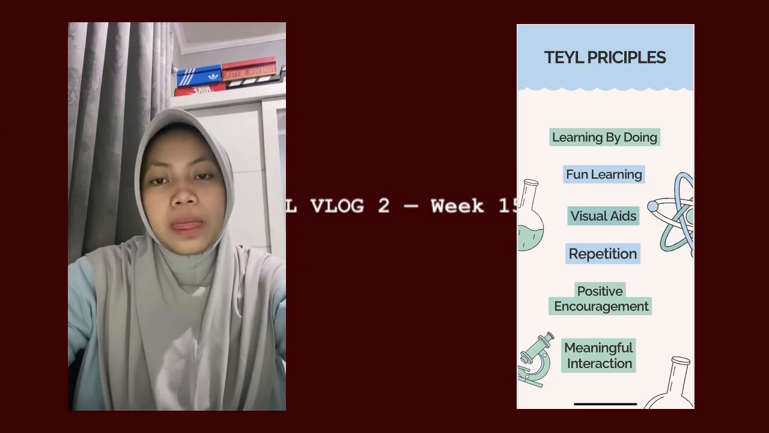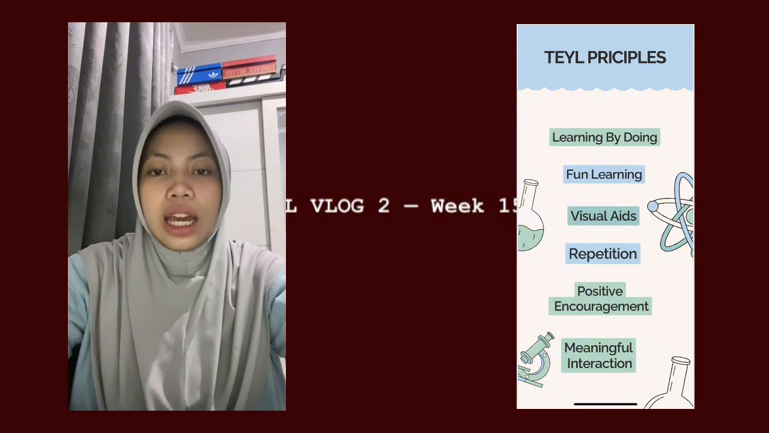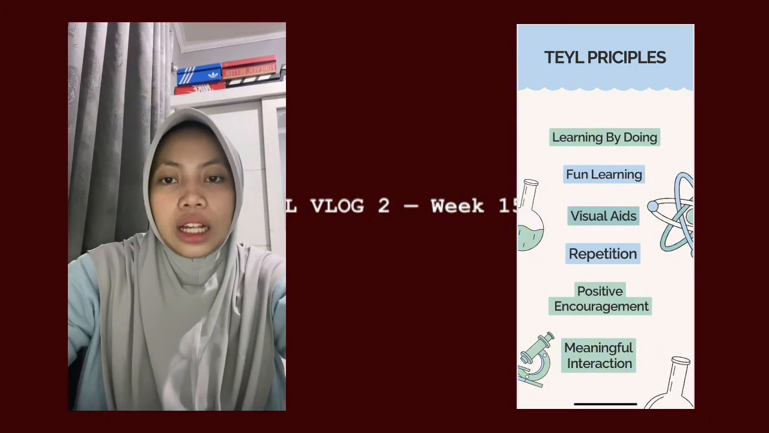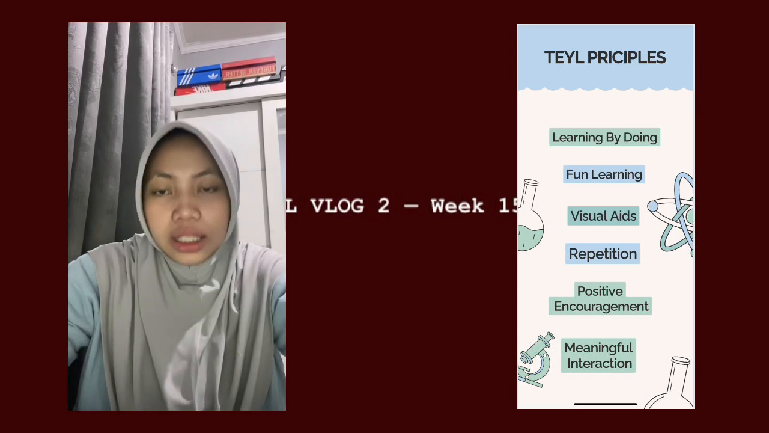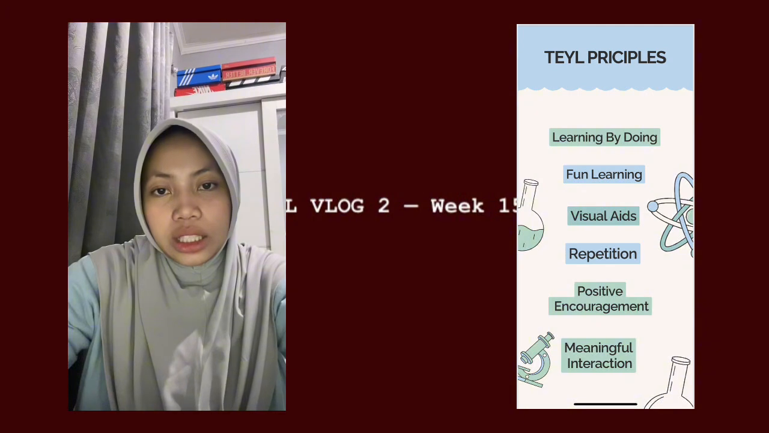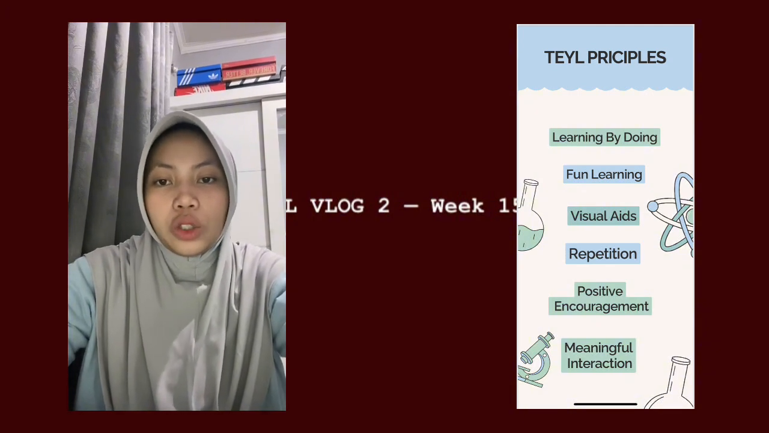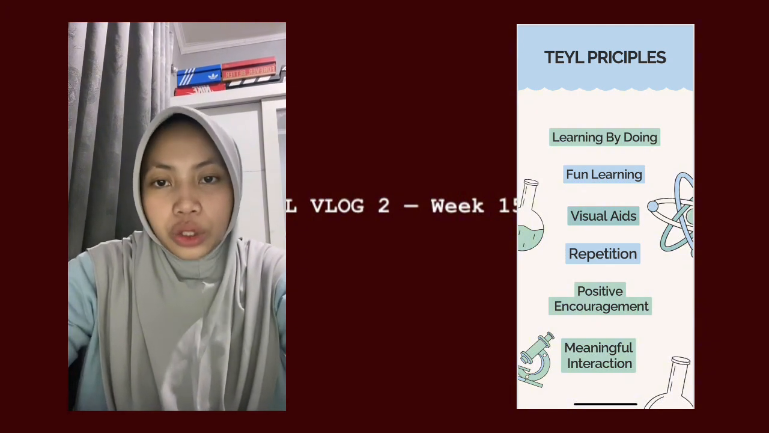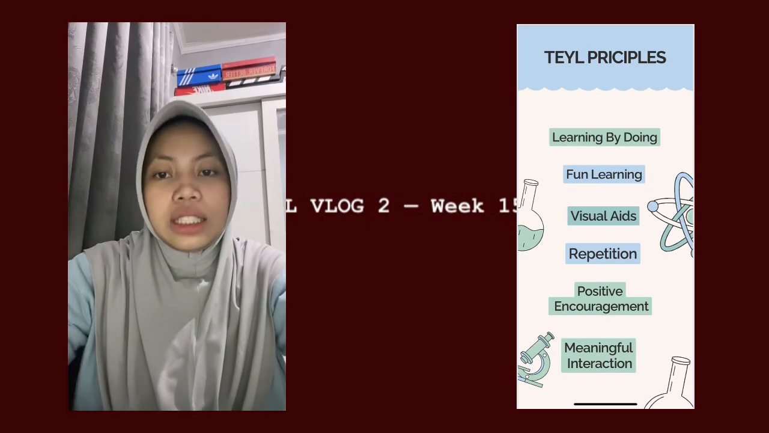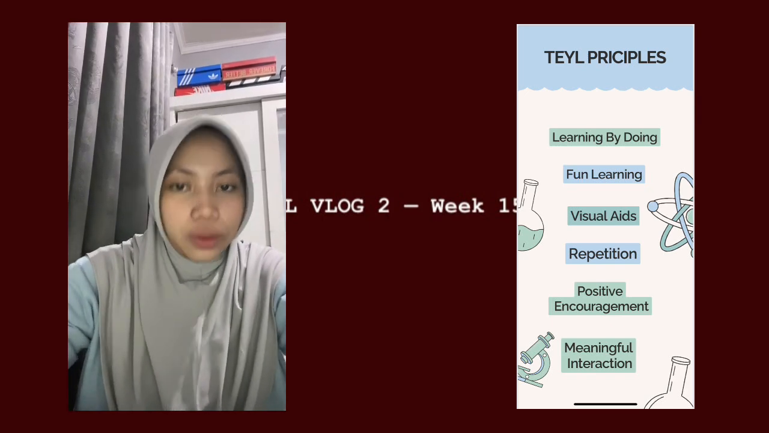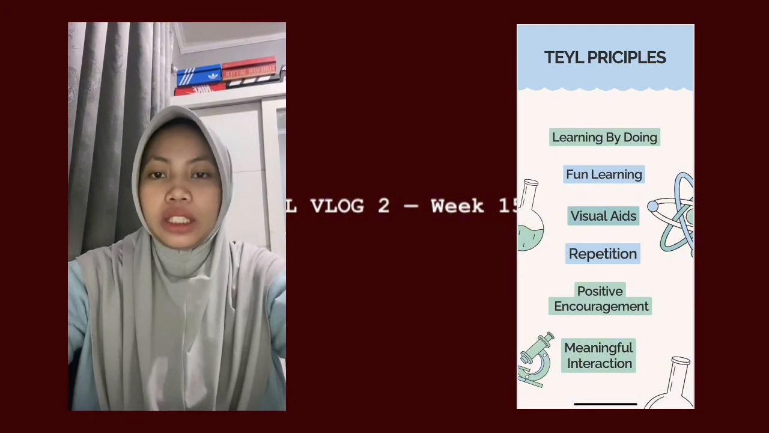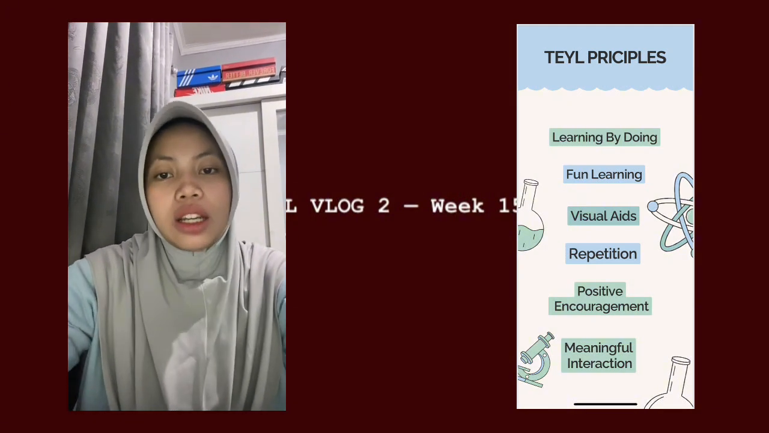The next principle is positive encouragement. Teachers should appreciate children's effort and encourage them even when they make mistakes because this helps build their confidence. Finally, there is meaningful interaction. Children should have opportunities to communicate in English through simple conversation, peer work, and classroom activities instead of only memorizing vocabulary.